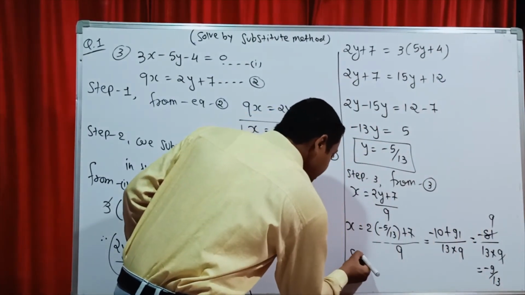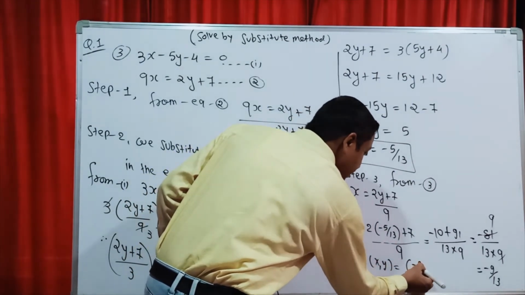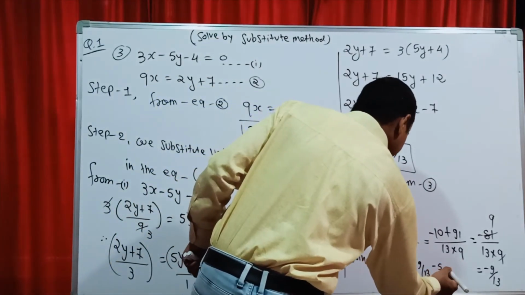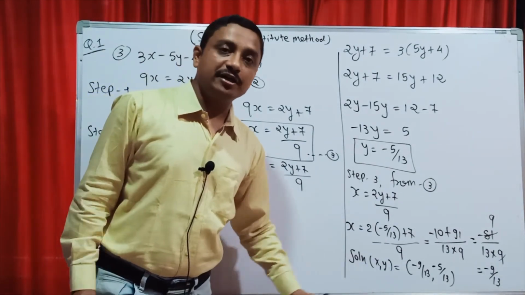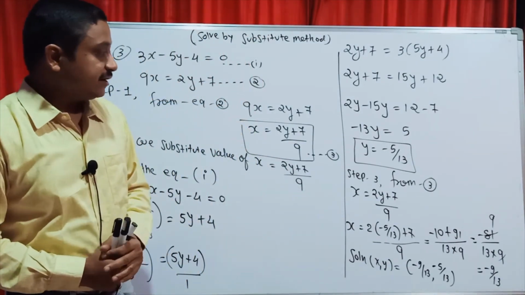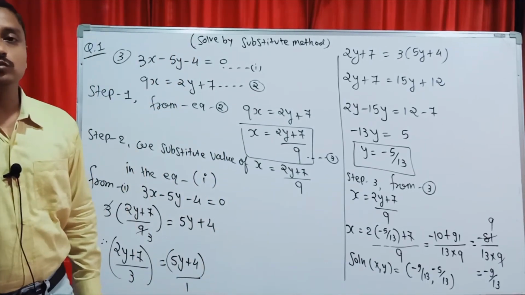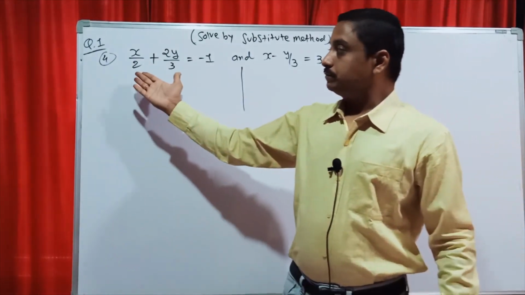So my solution is: x is minus 9 by 13 and y is your minus 5 by 13. And students, this is your answer here, happily done. X is minus 9 by 13 and y is minus 5 by 13. Same as that, students, exercise continues with numericals.